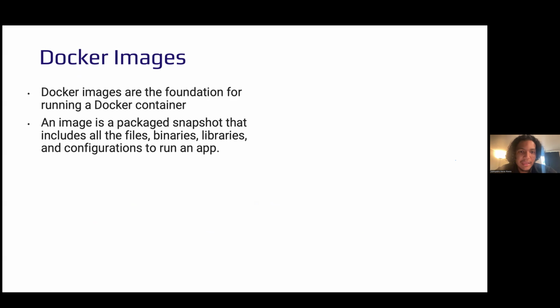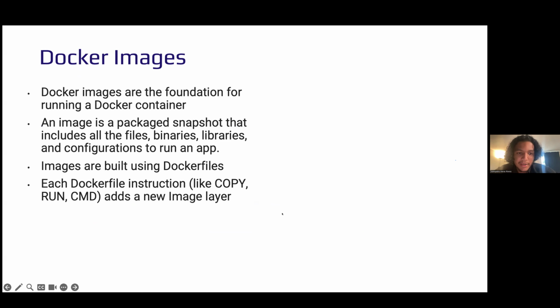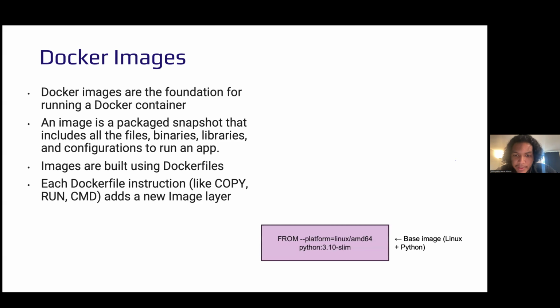The image is a packaged snapshot that includes all the files, binaries, libraries, and configurations to run an app. Images are built using Dockerfiles, which I'll go into more detail in the next slides. Each Dockerfile instruction, like COPY, RUN, and CMD, adds what's called a new image layer. So images are built in this sequential structure, and we can start from the bottom up.